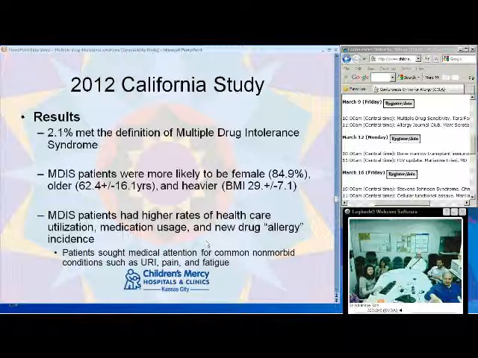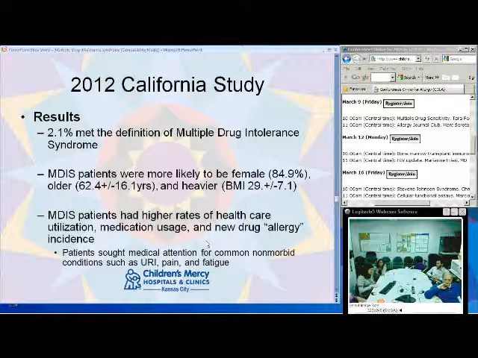So I'm going to go to the next slide, just kind of summarize this information. Basically, of the entire population, 2.1% of patients met the definition of multiple drug intolerance syndrome. Again, in this study, they found they're most likely to be female, 84.9%. They were more likely to be older, so 62 plus or minus 16 years, so kind of your middle age. And they actually looked at BMI and found out that the patients were more likely to be heavier, with a BMI of 29 plus or minus 7.